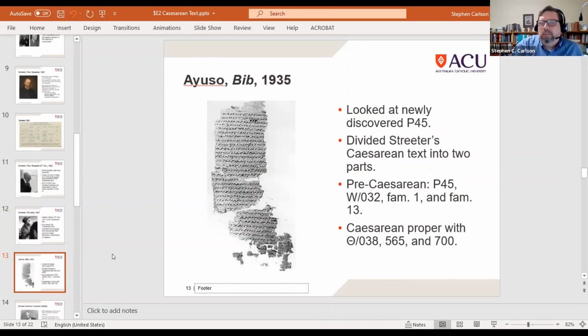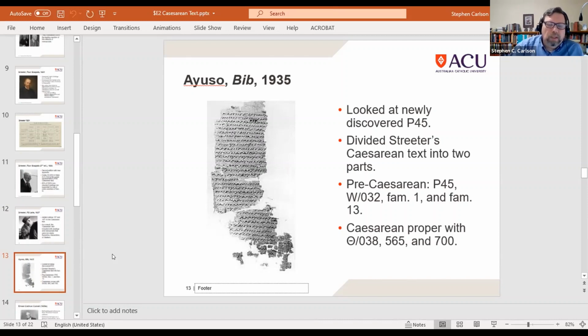Teofilo Ayuso published an article in 1935 looking at the newly discovered Papyrus 45, and he found that it was similar to some Caesarean texts, but not others. And so he divides the Caesarean texts into two parts. One he calls pre-Caesarean. So that's got Papyrus 45, W, family 1, family 13. And then you have Caesarean proper with Theta, 565 and 700.